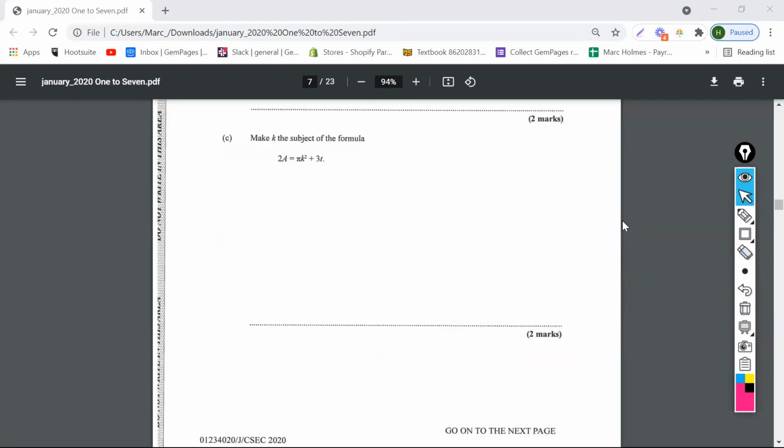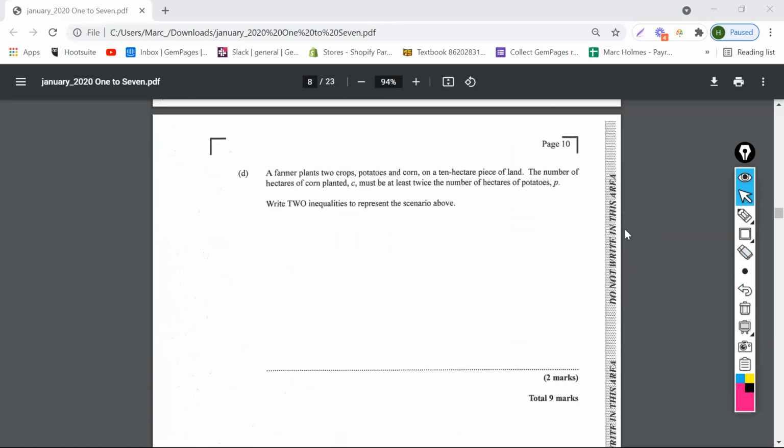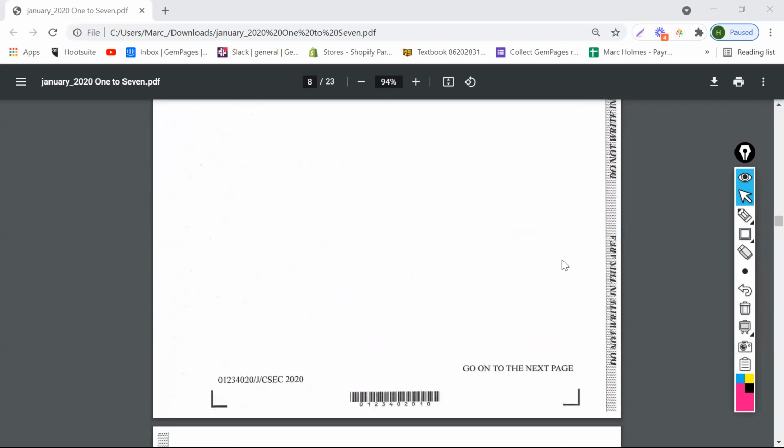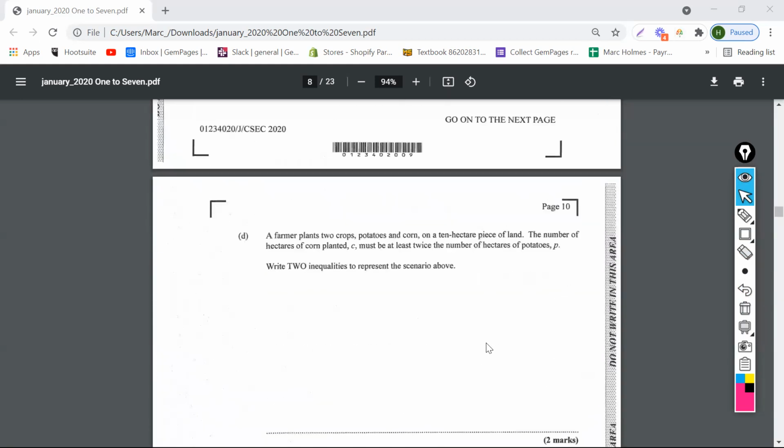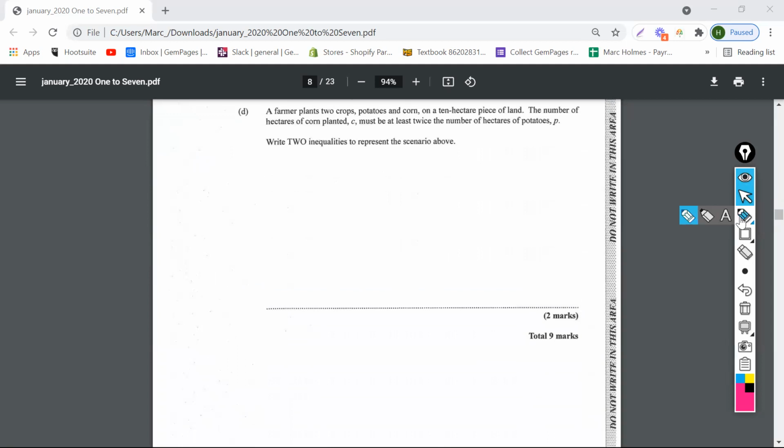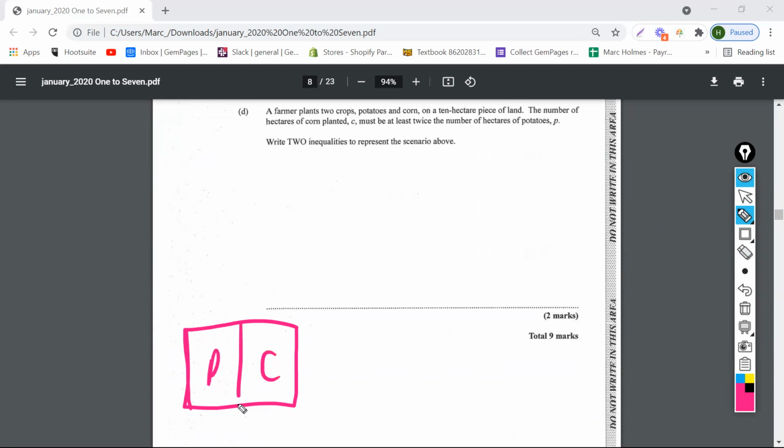Cool. So, all right. We're almost done now with number 2. This is the last question in number 2. It says a farmer plants 2 crops. So a farmer has a piece of land, guys. This is the piece of land. And he plants 2 crops, potatoes and corn, right? Let's make the corn yellow because corn is yellow, and let's make the potatoes brown because the outside of the potato is usually brown.